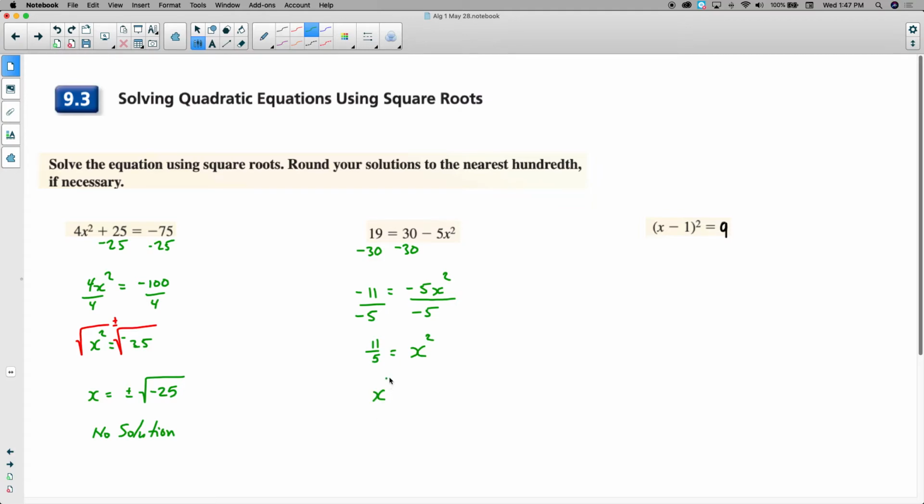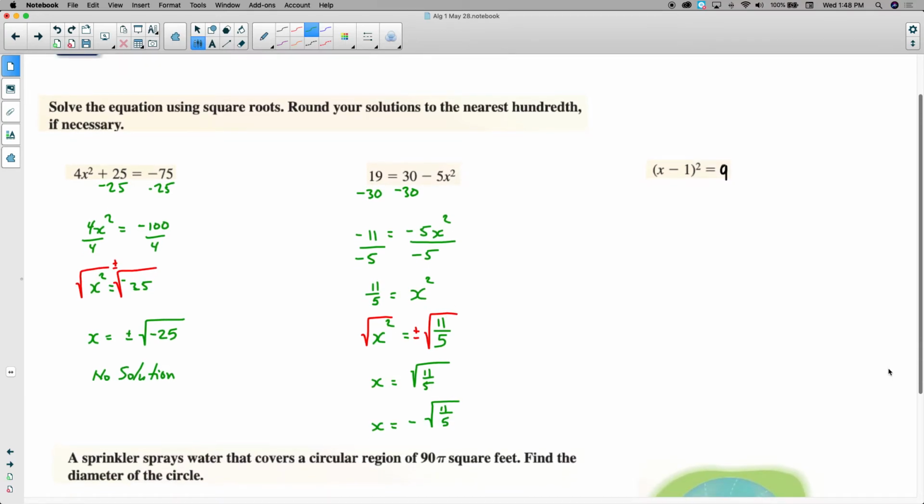I'm going to twist things around so that it looks a little more normal. I saved myself a little room there on purpose because I know what I'm going to do. I'm going to root this side, root that side, and then remember to bring in my plus or minus. So over here I've got x, and then I've got the answer root 11/5. And I've also got the answer negative root 11/5.